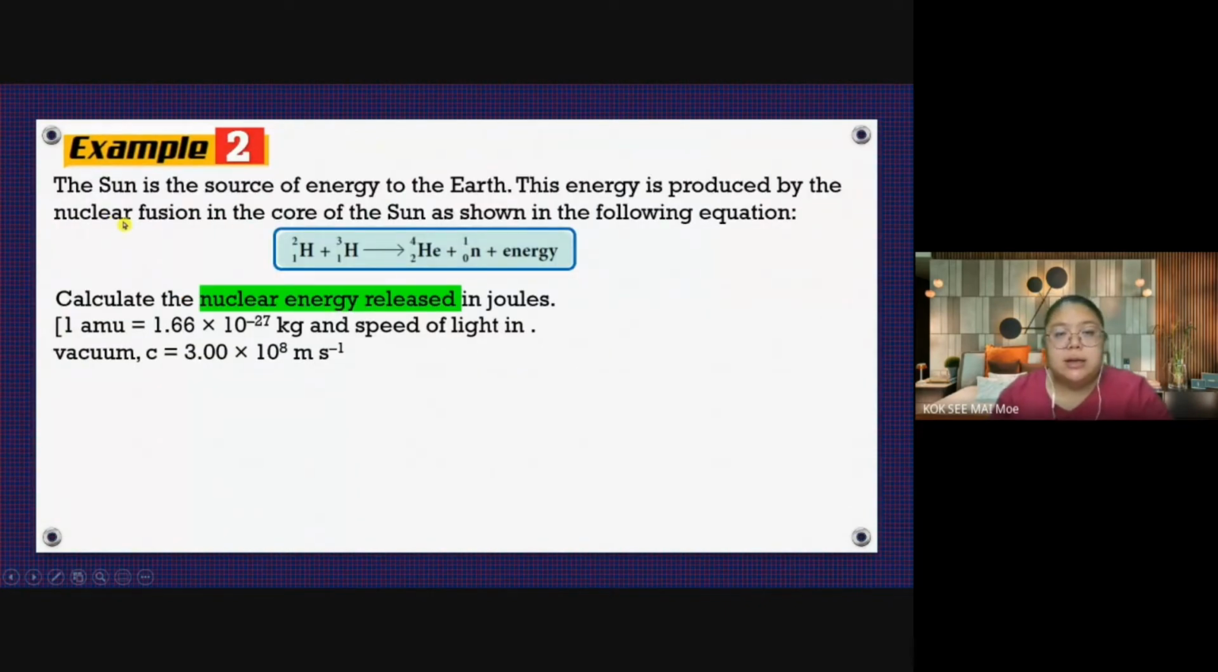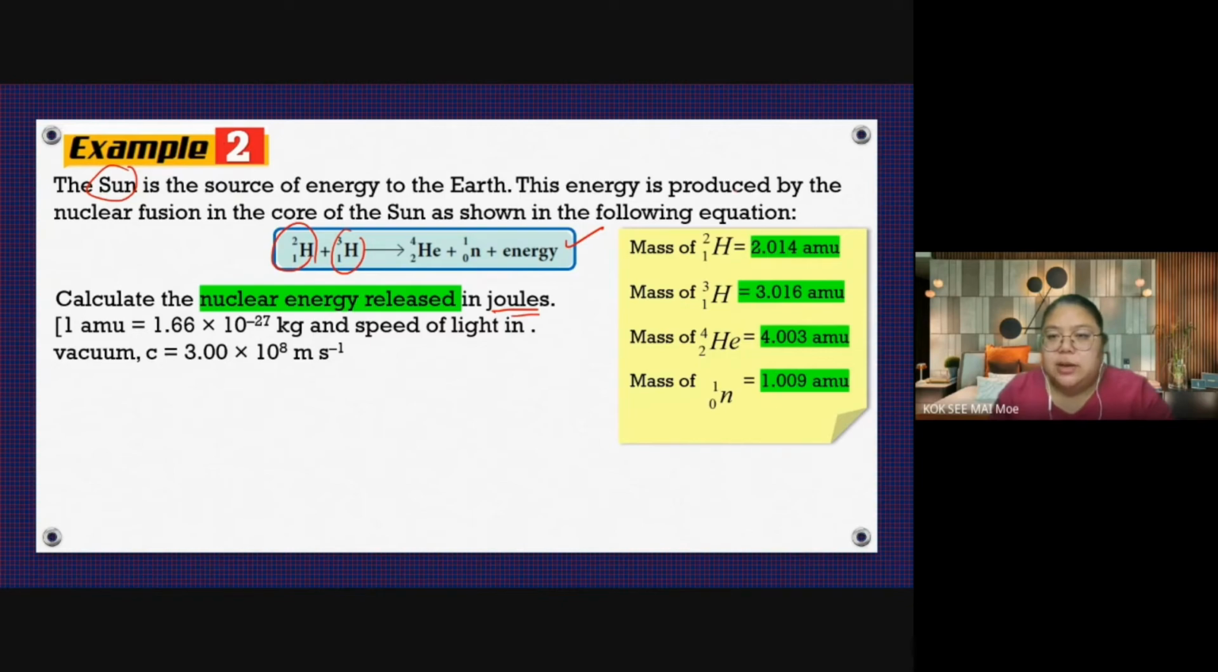Okay, the sun is the source of energy, and when you see sun, understand that it is nuclear fusion already, because it is solar energy. This energy is produced by nuclear fusion in the core of the sun. They show you the equation, and you can see the lighter ones join to become a bigger one. They want to calculate the nuclear energy released in joule. They give you the AMU and the speed of light. So this is the info they provided.